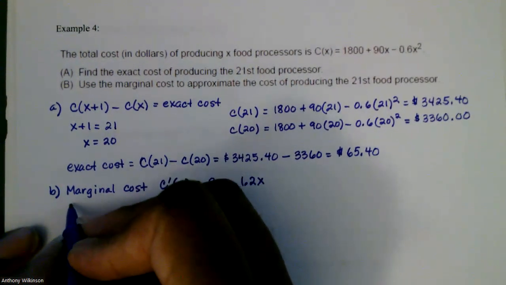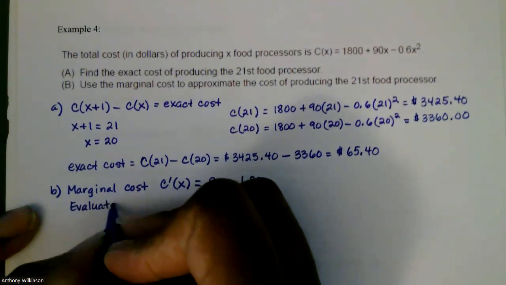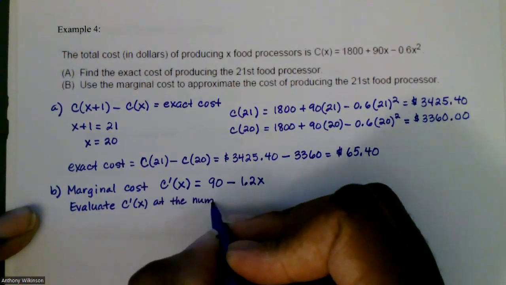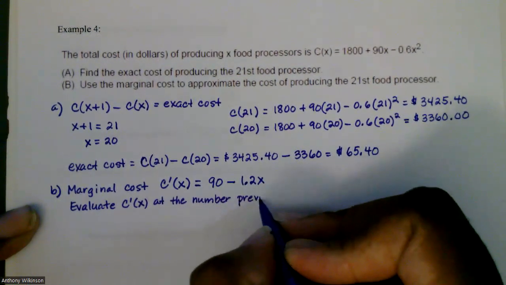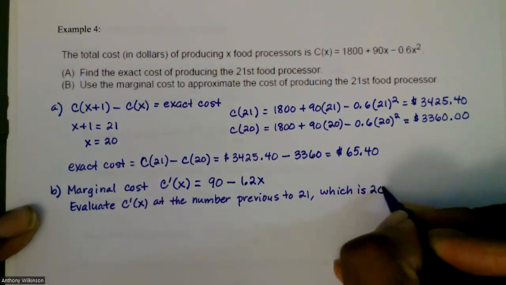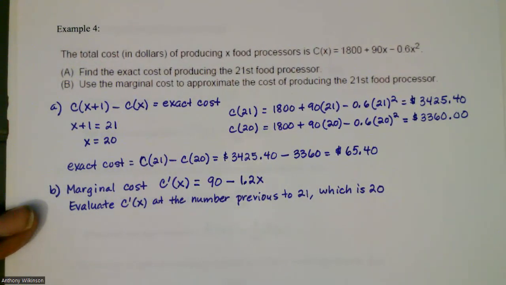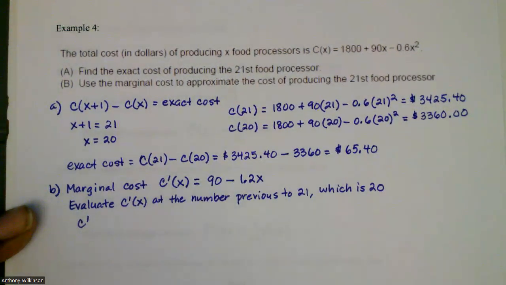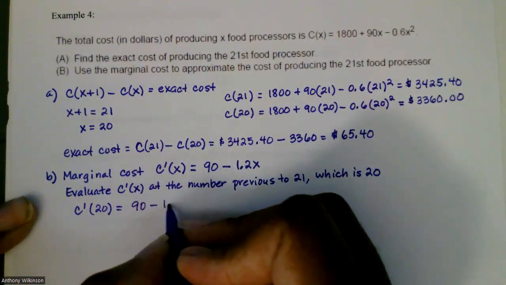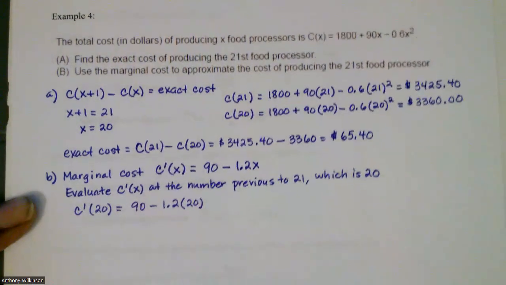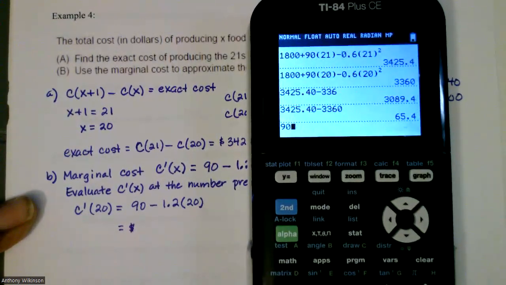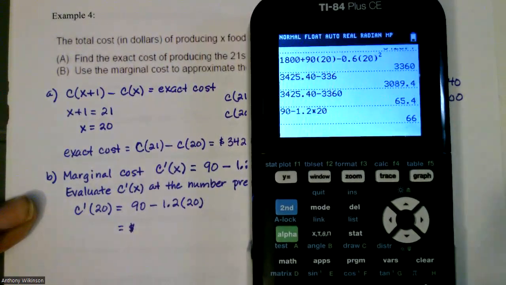So here we're going to evaluate C prime of x. I'm going to write this out. Evaluate C prime of x at the number previous to 21, which is in this case 20. So we're going to evaluate C prime of 20, not 21. So C prime of 20 is this, 90 minus 1.2 times x, which is 20. So I'm using that marginal cost function, substituting the x with 20. And this will give us, in dollars, 90 minus 1.2 times 20. That would be 66.